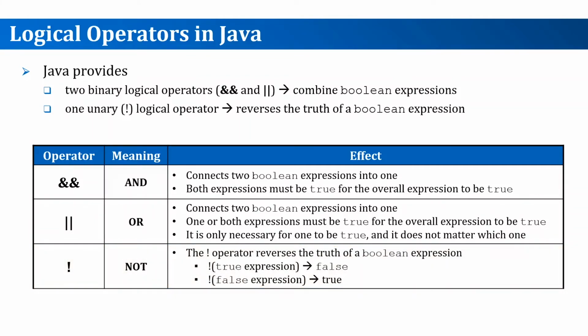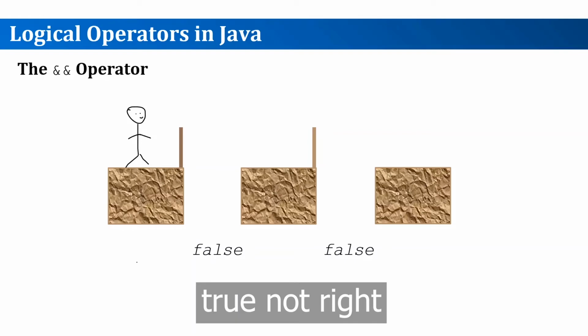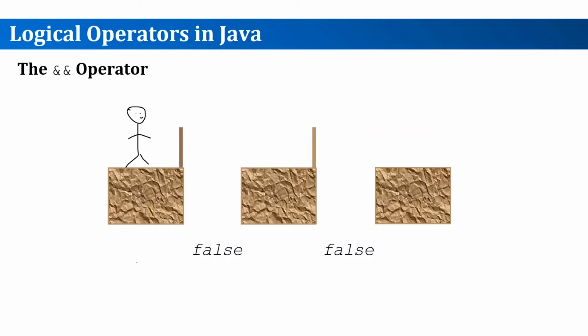To visualize how the AND and OR logical operators work, consider this. A person wants to cross from one side to another through logical expression operated bridges. If the expression is false, the bridge is open and the person can't cross. On the other hand, if the expression is true, the bridge is closed and the person can cross. There are two expressions for the two bridges.